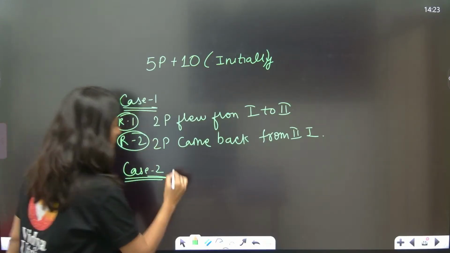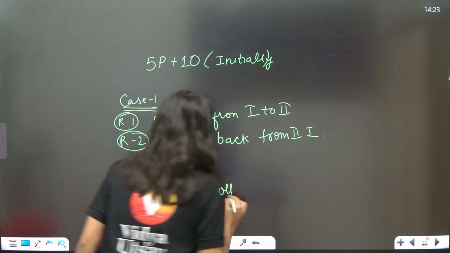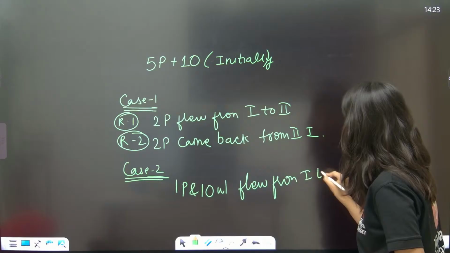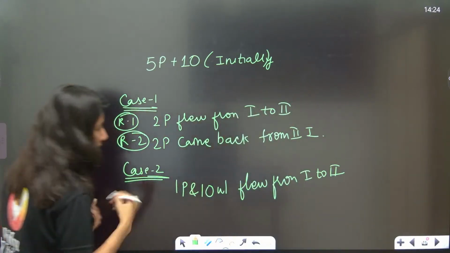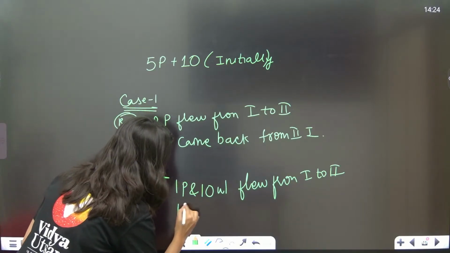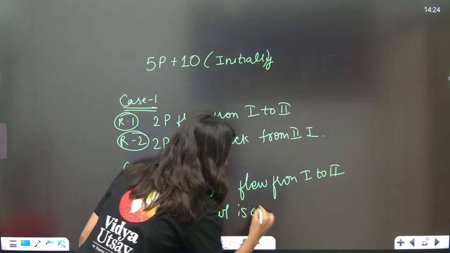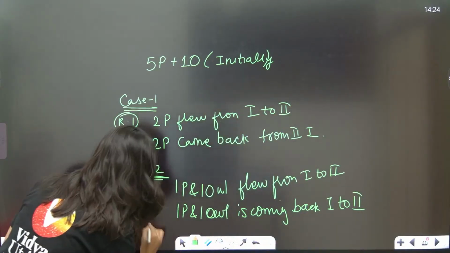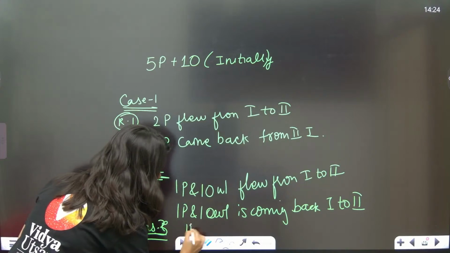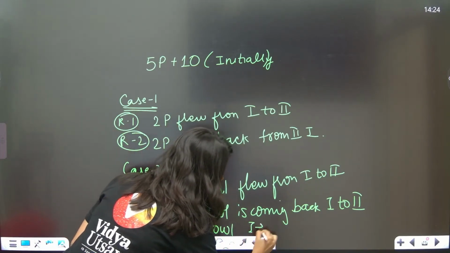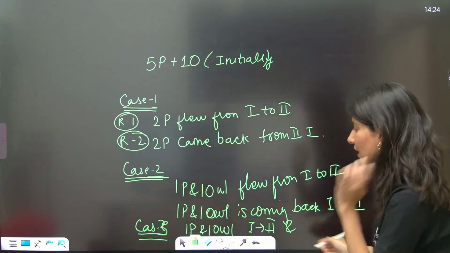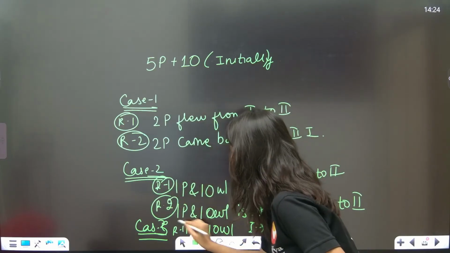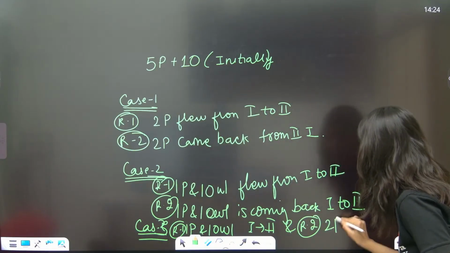Case number 2: this time 1 parrot and 1 owl flew from 1 to 2, and what is happening now? 1 parrot and 1 owl is coming back. Case number 3: 1 parrot and 1 owl from 1 to 2, and in round number 2, this time 2 parrots came back. So this is round 1, this is round 2.